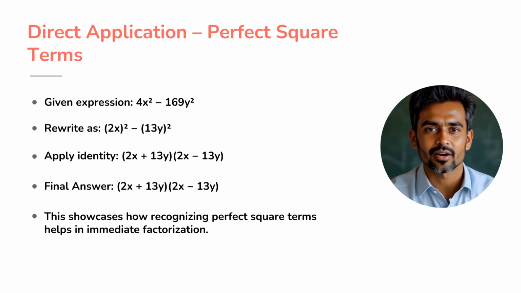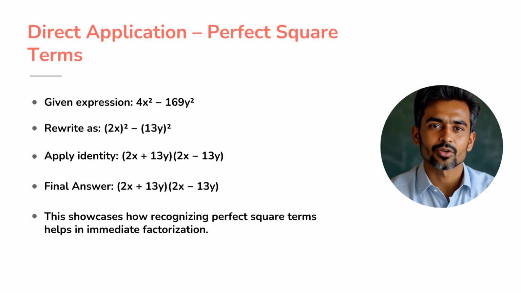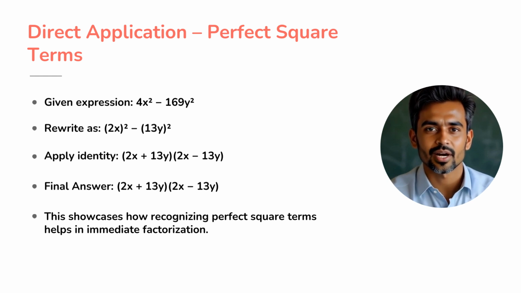So we apply our identity, a squared minus b squared equals open bracket a plus b close bracket into open bracket a minus b close bracket. Here, a is 2x and b is 13y. So, the factorized form becomes open bracket 2x plus 13y close bracket into open bracket 2x minus 13y close bracket. And that's it. Quick and elegant.